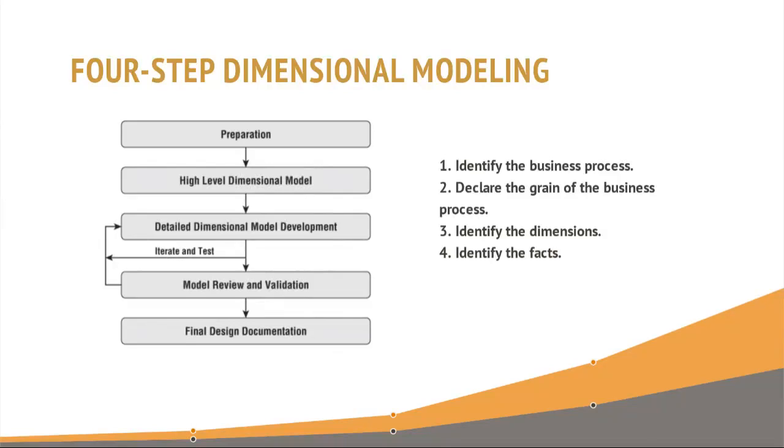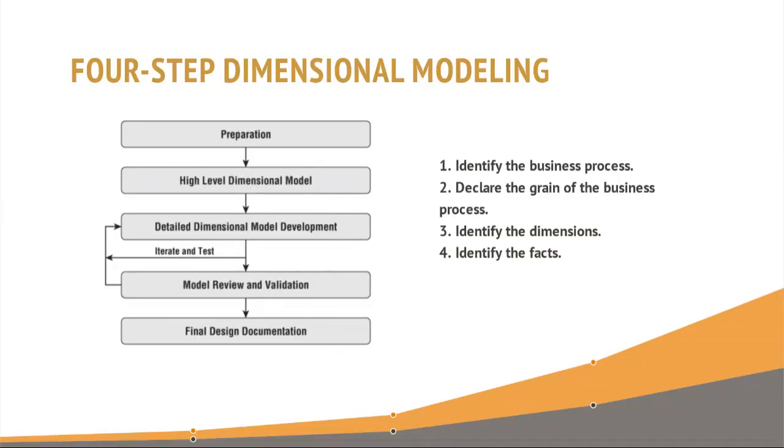As described by the authors of the Data Warehouse Toolkit, a dimensional model begins at a high level. On the left-hand side, you'll see the flowchart of how a data model begins at preparation with a high-level dimensional model. Next, all detailed dimensions will be deployed. They'll be iterated and tested. The model will be reviewed by business users and validated, and the final design will be documented.